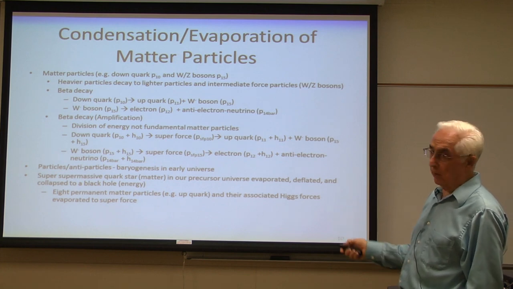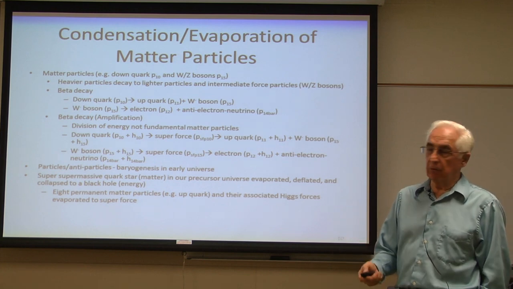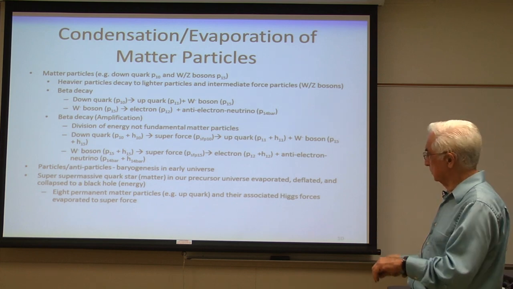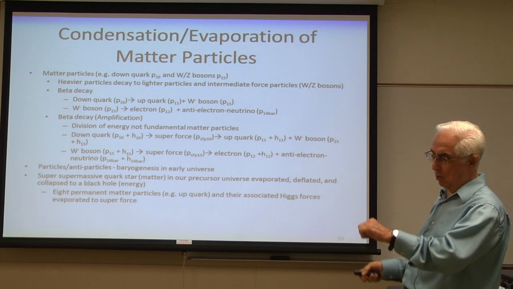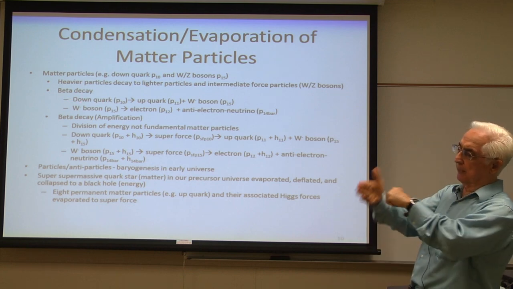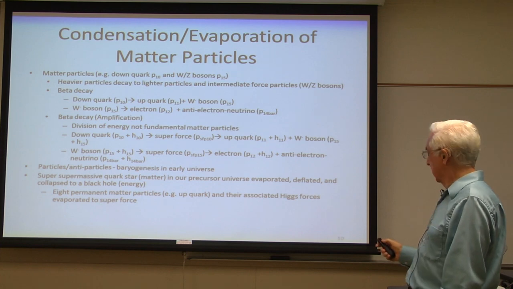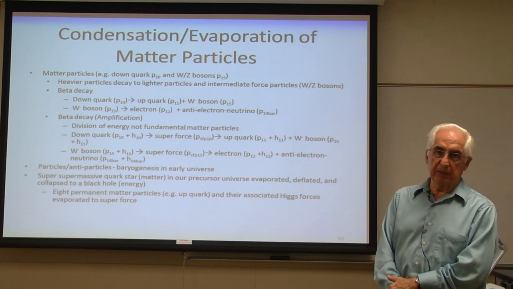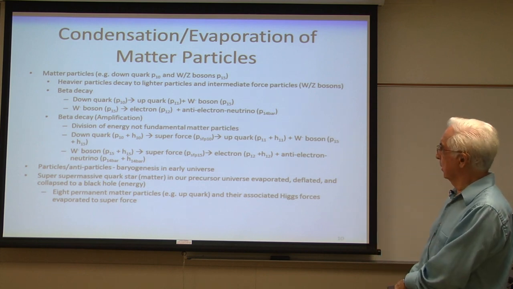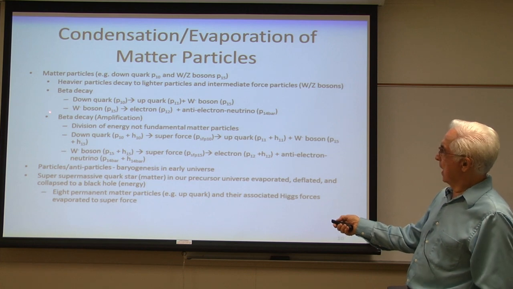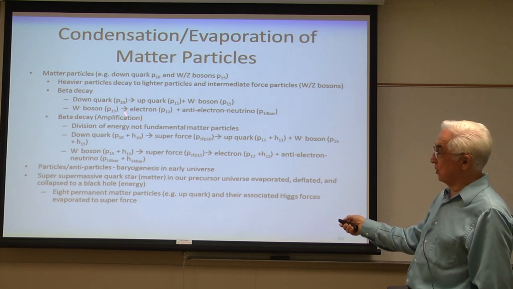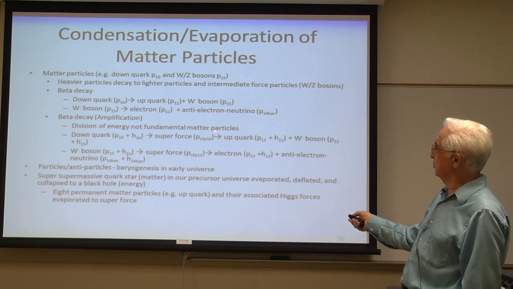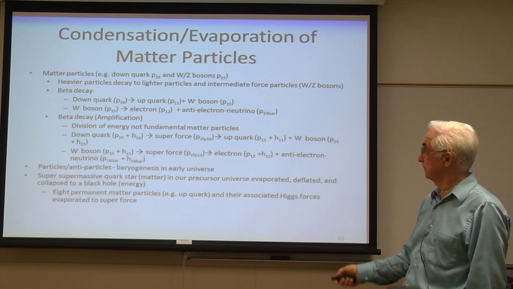Now, at best, the beta decay equations are ambiguous. At worst, they're incorrect. The reason is that we're splitting fundamental matter particles. It appears that we're taking a down quark and a cleaver, and splitting the down quark into two parts, an up quark and a W minus boson. The assumption I made is you cannot split fundamental matter particles, and therefore my beta decay, which is an amplification, is the addition of the Higgs forces to the equation, and it involves the division of energy, not fundamental matter particles.